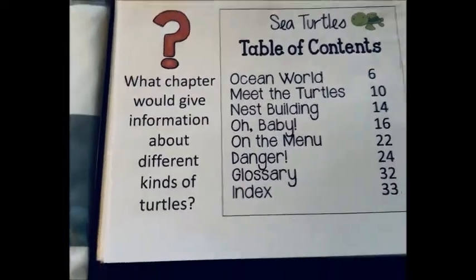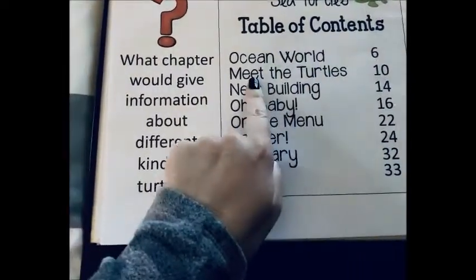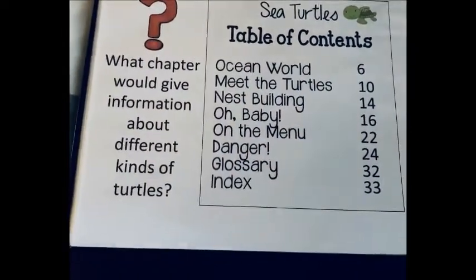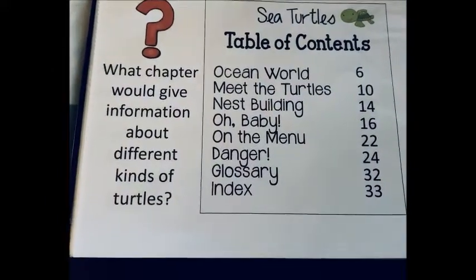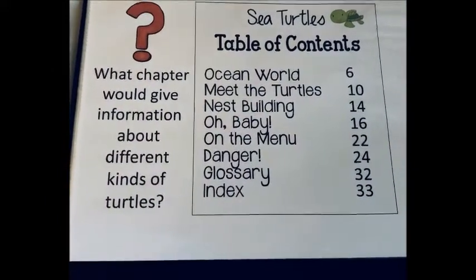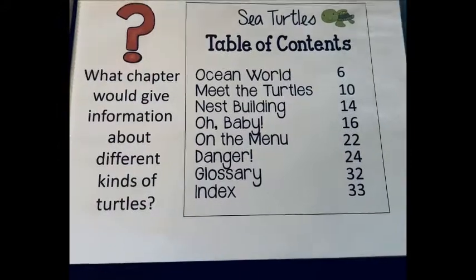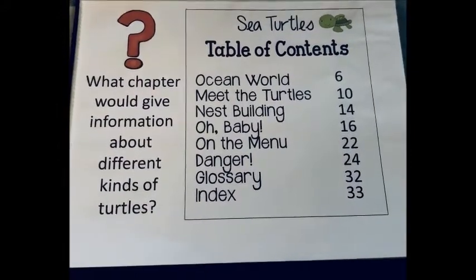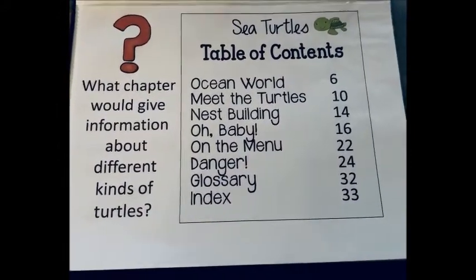I think the best choice would be page 10, Meet the Turtles. This would give us probably different types of turtles and explain what they're like and their features. So I think the best answer for this one would be Meet the Turtles, and we could find that on page 10.